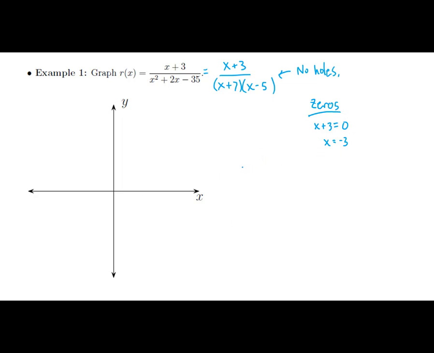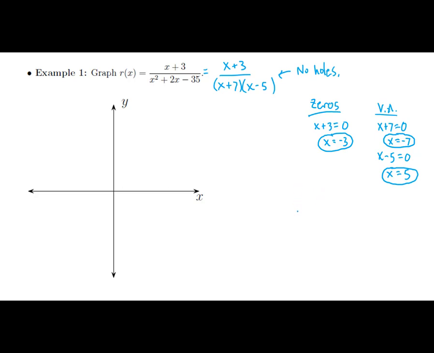So now let's do vertical asymptotes. Vertical asymptotes are where the denominator is 0. So we set x plus 7 equal to 0. That's one way for the denominator to be 0. And also x minus 5 could equal 0. All right, so we have a 0 at x equals negative 3, and then a vertical asymptote at x equals negative 7, and a vertical asymptote at x equals 5.